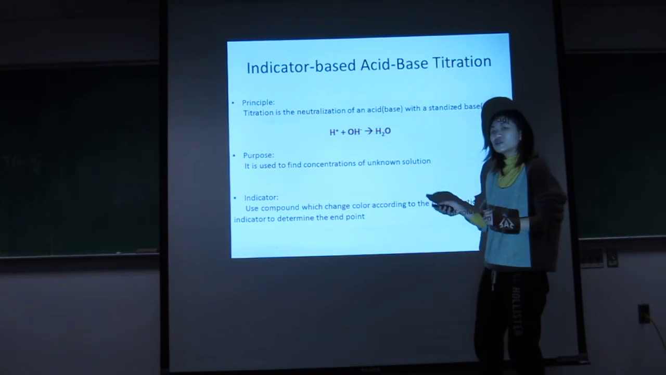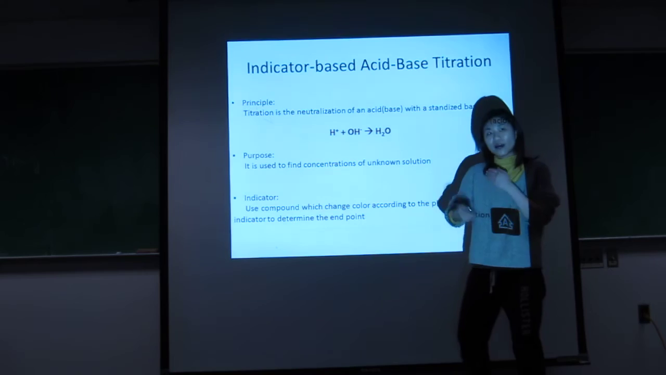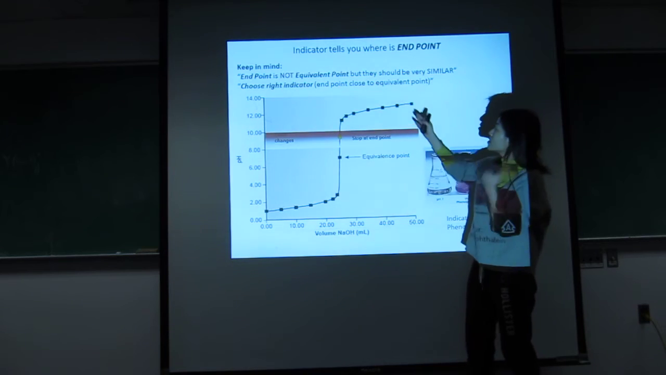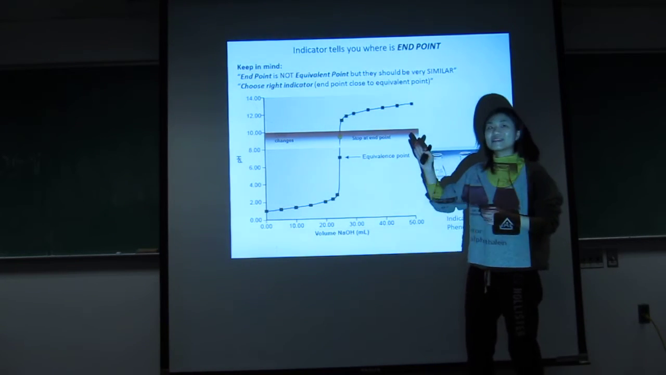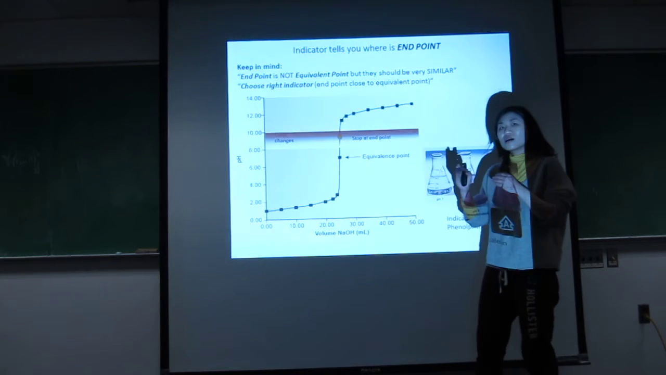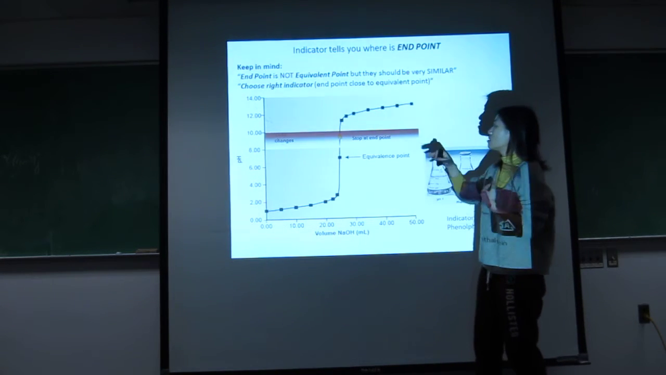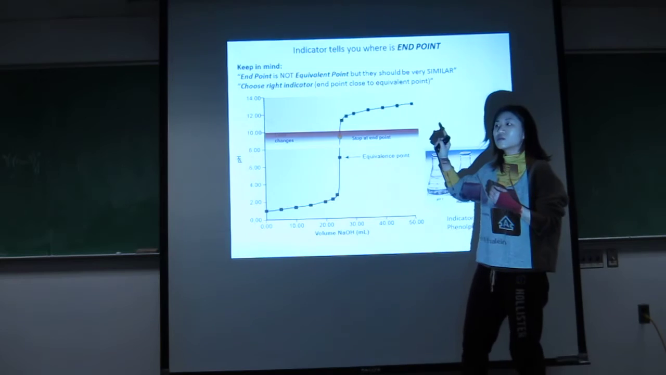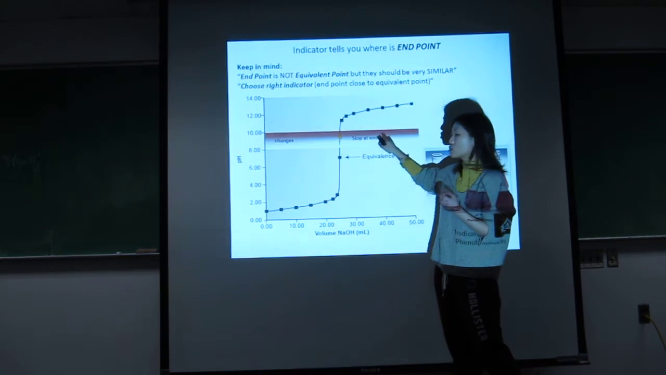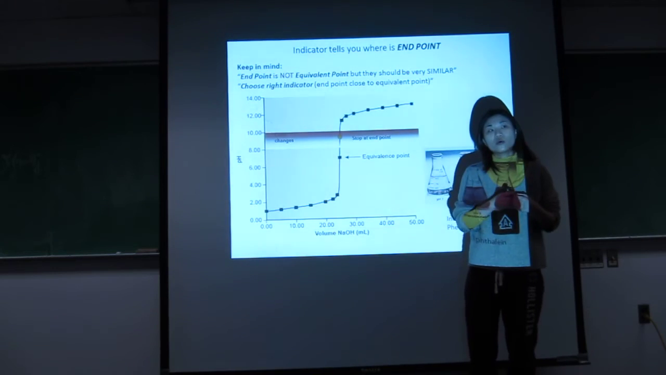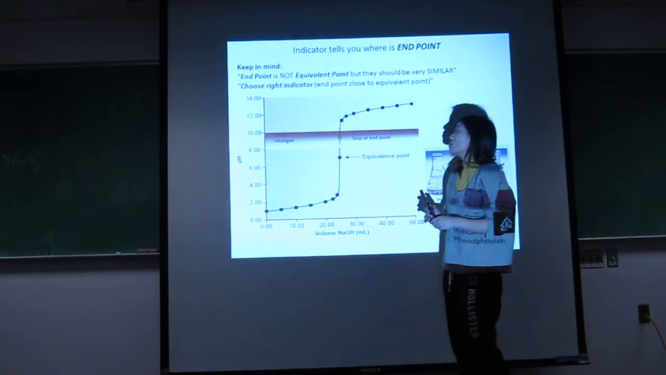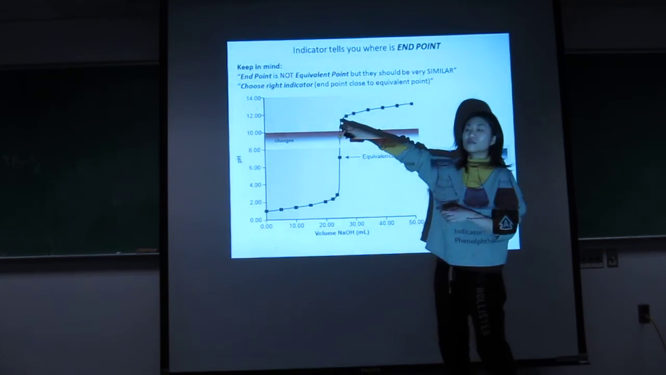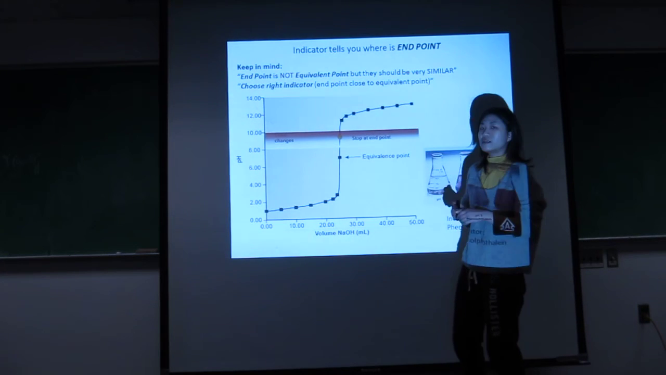I'm pretty sure you know this well. I just want to refresh your memory. For this indicator-based acid-base titration method, the thing you have to keep in mind is that when you observe the color change, we assume you have reached the equivalent point. But in fact, it's not true, because when you observe this color change, we often call it the endpoint. And the endpoint is not the equivalent point.